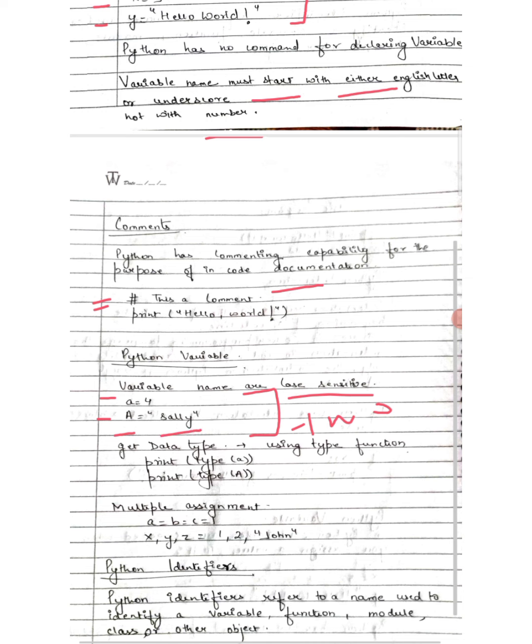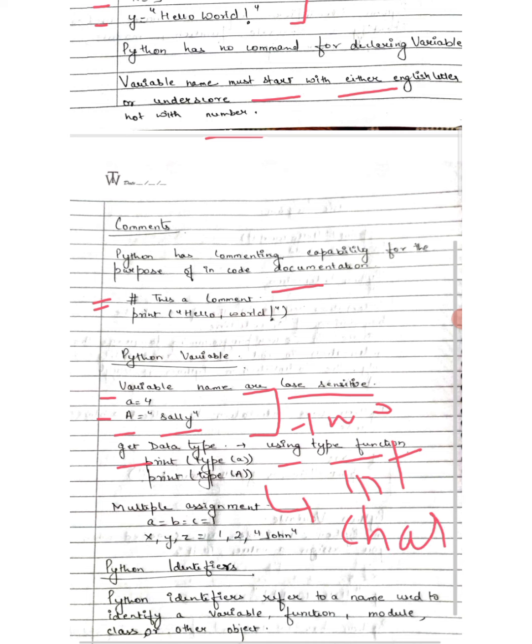So if you want to find out the data type of this variable, we use the type function. We have used print type of a. There we get the output as int. In print type of capital A, we will get the output as char.